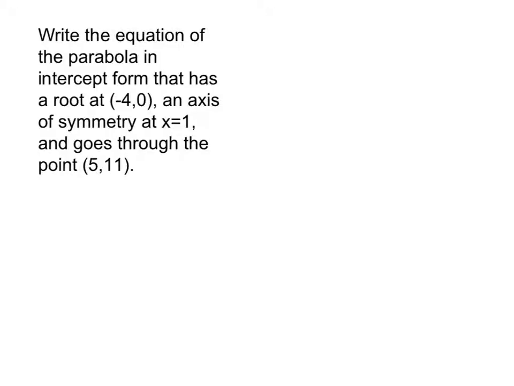Write the equation of the parabola in intercept form that has a root at (-4, 0), an axis of symmetry at x equals 1, and goes through the point (5, 11). The first thing we want to do is create a sketch with the root at (-4, 0) and showing the axis of symmetry at x equals 1.